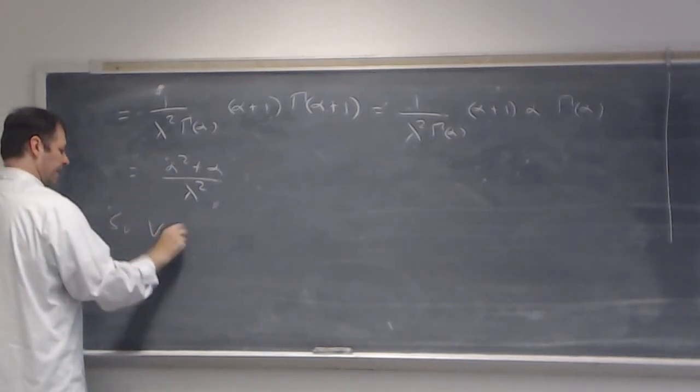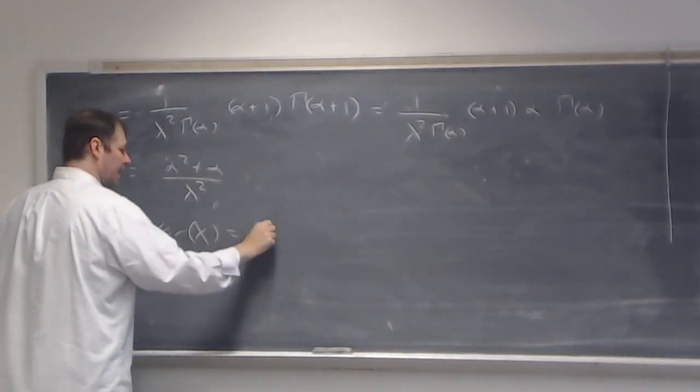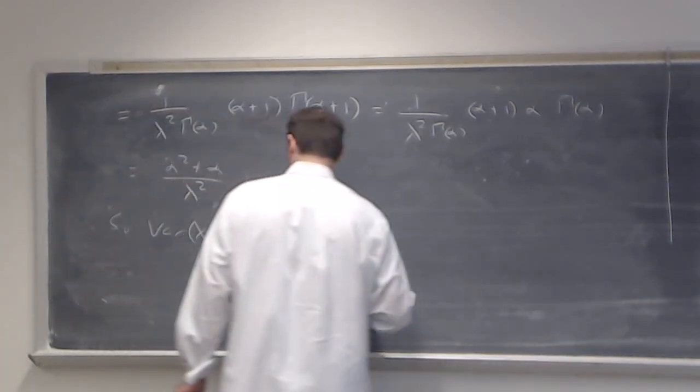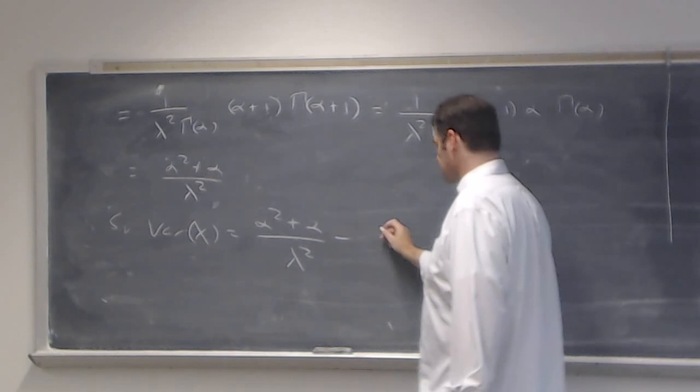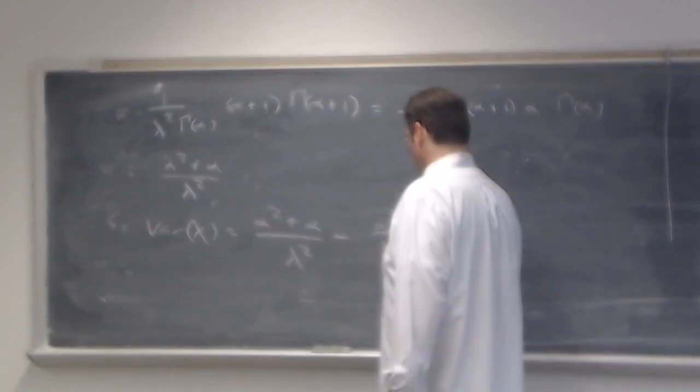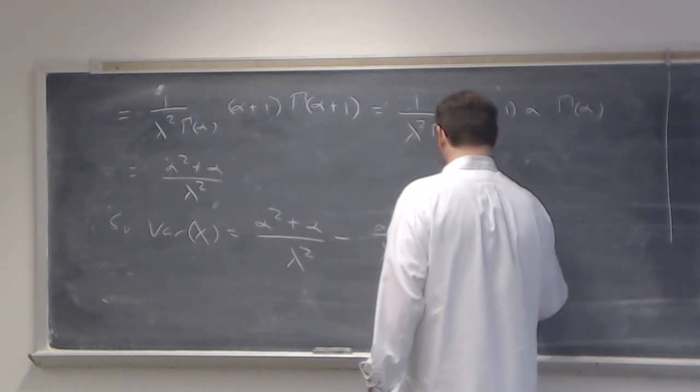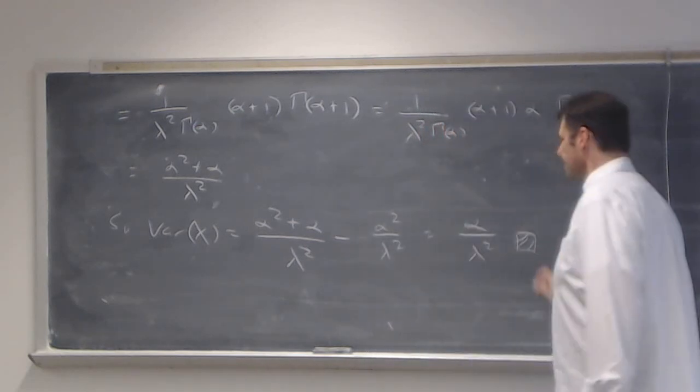So the variance of x is equal to alpha squared plus alpha over lambda squared minus the expected value of x squared. Remember, that's alpha squared over lambda squared. And so we just end up getting alpha over lambda squared. That's what we want to get.